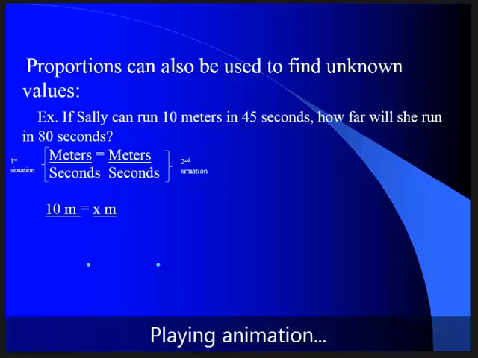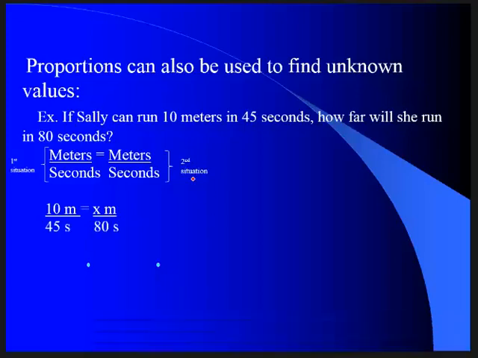Now I go to my time, my seconds. I have 45 seconds in my first situation that goes with the 10 meters, so they go in the same fraction. It's 10 meters per 45 seconds, same fraction. And I have 80 seconds that goes with my unknown distance here. So now I have a proportion. In order for these two ratios to be equal, there's only one number that can go here, and I can use my cross products to figure out what that answer is.